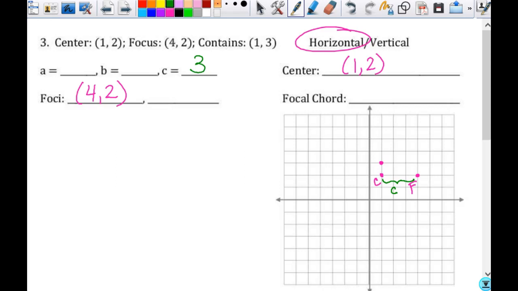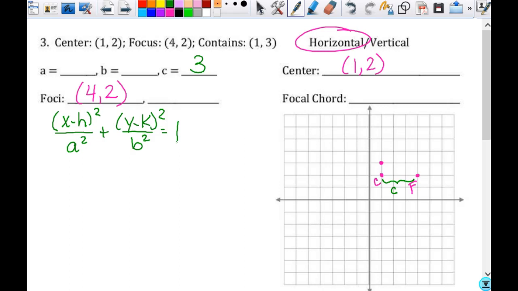Now, usually when we have a contains point, that means we have to take the standard form and substitute it in. Let's write down the standard form. This is (x minus h) squared over a squared plus (y minus k) squared over b squared equals 1. Well, I have h and k to substitute in. I don't have a or b to substitute in. I have c, which is kind of a combination of them, or the difference of the two of them when they're squared, but that isn't enough information for me to find one of them. I would still have 2 variables.